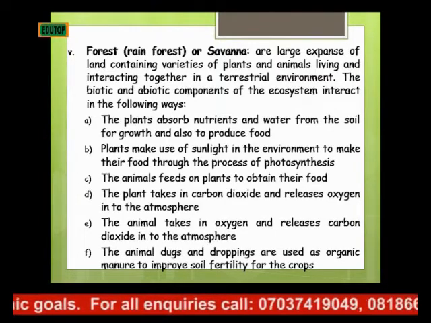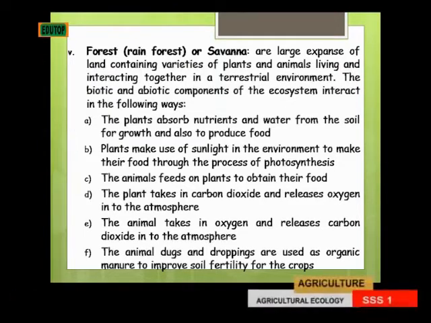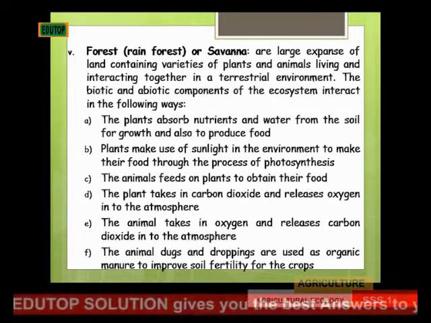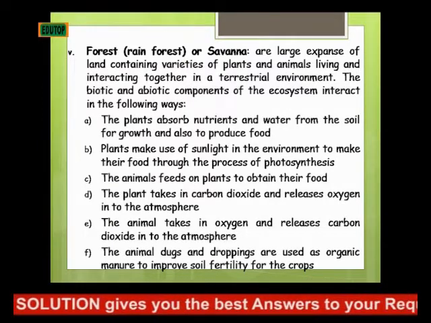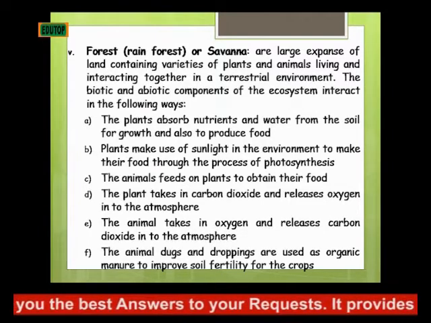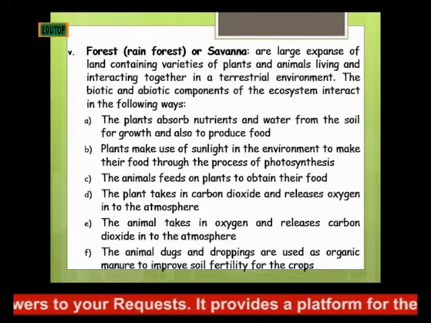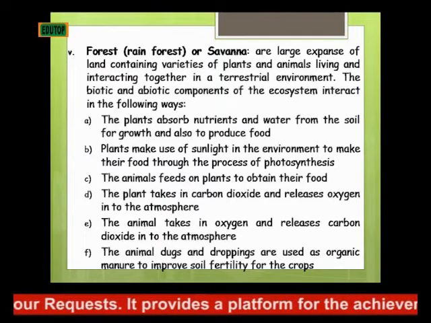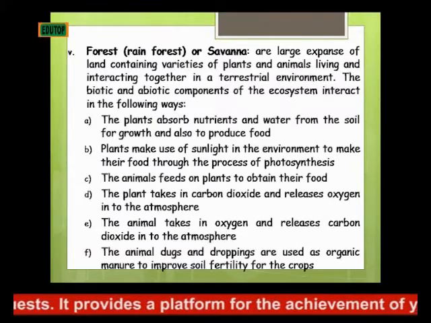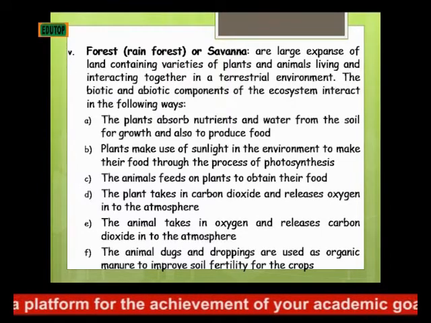The fourth one is that the plant takes in carbon dioxide and releases oxygen into the atmosphere, while the animal takes in oxygen and releases carbon dioxide into the atmosphere. The animal dungs and droppings are used as organic manure to improve the fertility of the soil. And then the decomposition of dead animals and dead plants also adds nutrients to the soil.